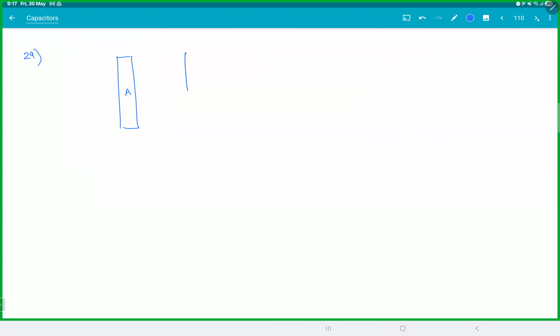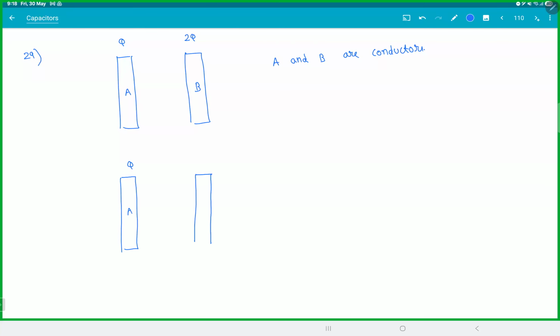So we have two plates here, A and B. Let's say this charge is Q, and this charge is 2Q. A and B are conductors. Then what you did, you took the plate A with same charge Q, but this time you went and kept a dielectric slab. K is equal to 3. This is a neutral dielectric.